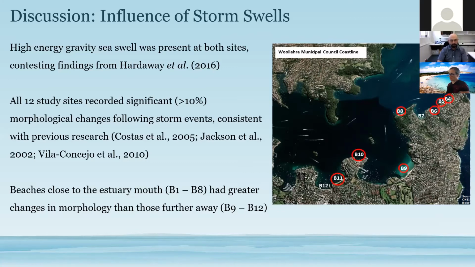Overall, 10 of the 12 study sites recorded erosion for the 6-month study period, with beaches closest to the estuary mouth found to have greater changes in morphology than those further away. From this, we propose that storm events cause longshore and cross-shore transport at BEBs, altering sediment distributions and beach morphology, with increased impacts found closer to the estuary mouth.